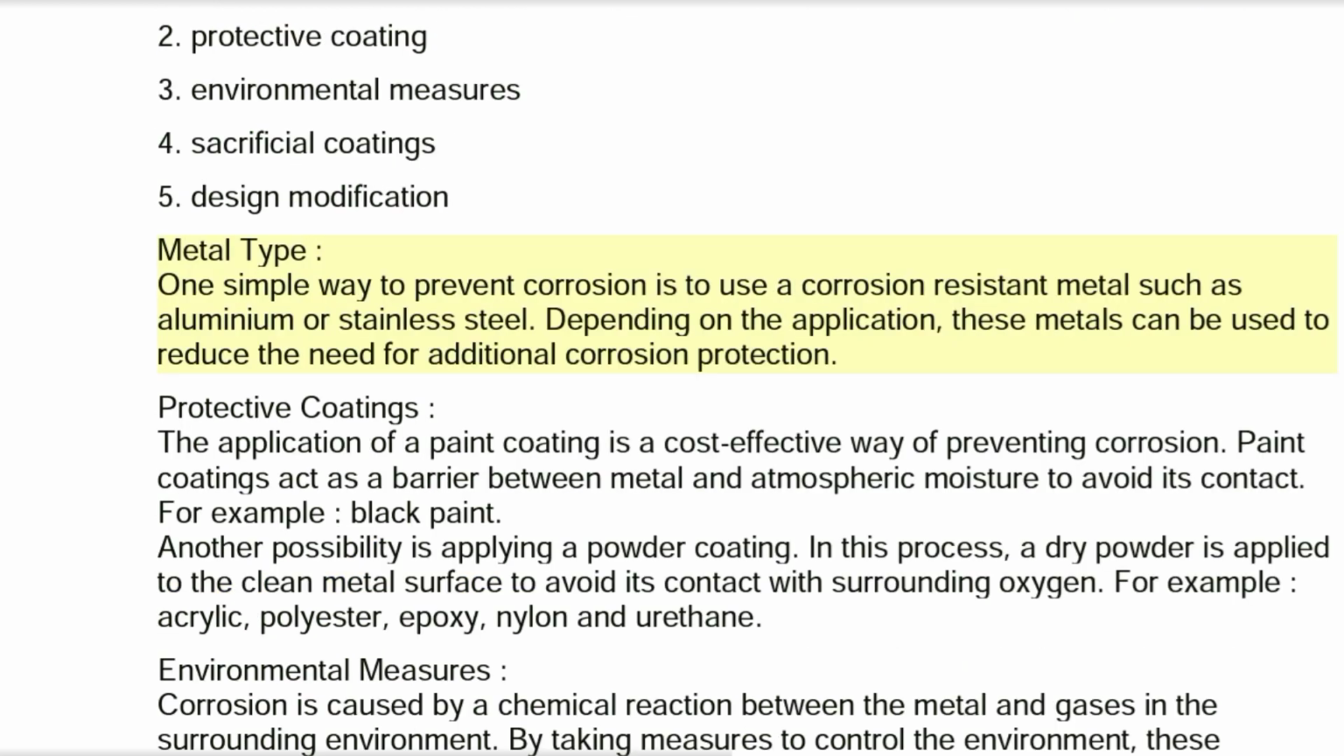Metal type. One simple way to prevent corrosion is to use a corrosion-resistant metal such as aluminium or stainless steel. Depending on the application, these metals can be used to reduce the need for additional corrosion protection.